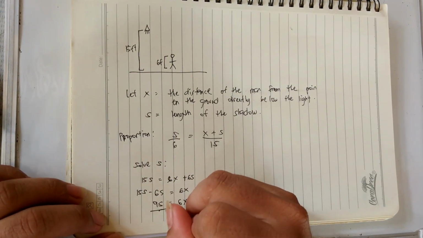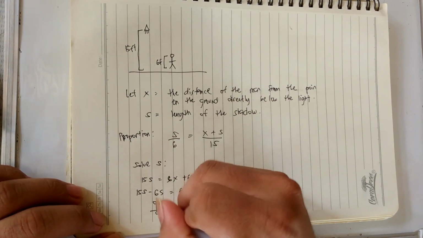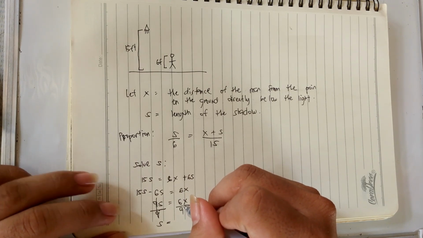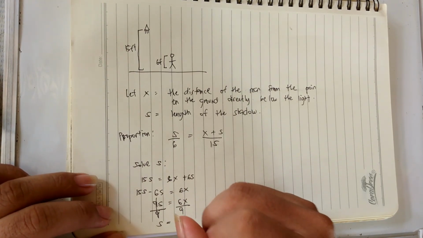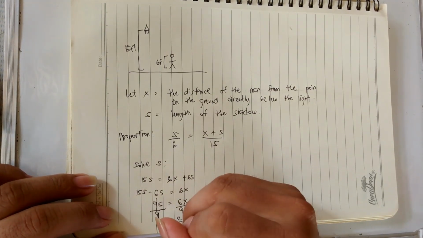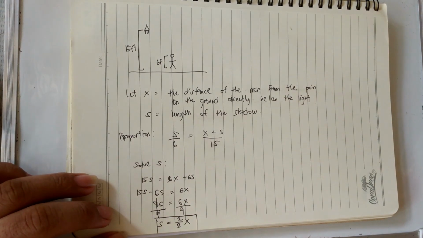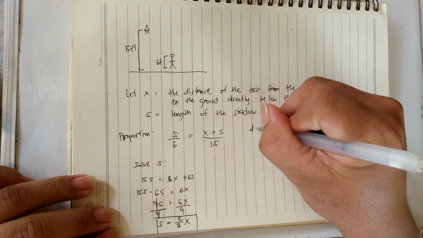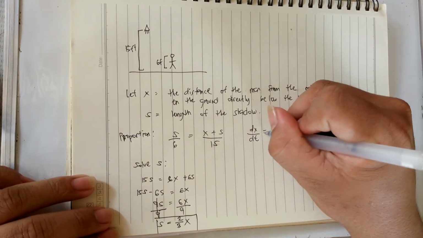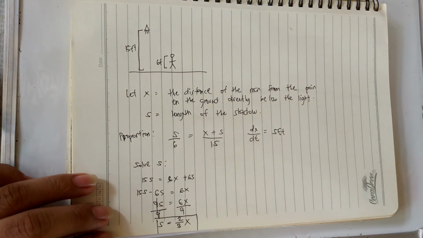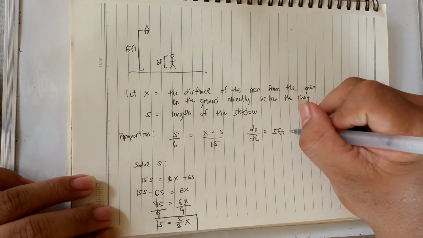So divide by 9 both sides. So we have s is equal to 6 over 9. So ma-divide mo na siya into 3. So we have 2 over 3x. So mao ni ang ato ang s. S is equal to 2 over 3x. Also, ang ato ang dx dt is equal to 10 feet per second, which is katong paspason.